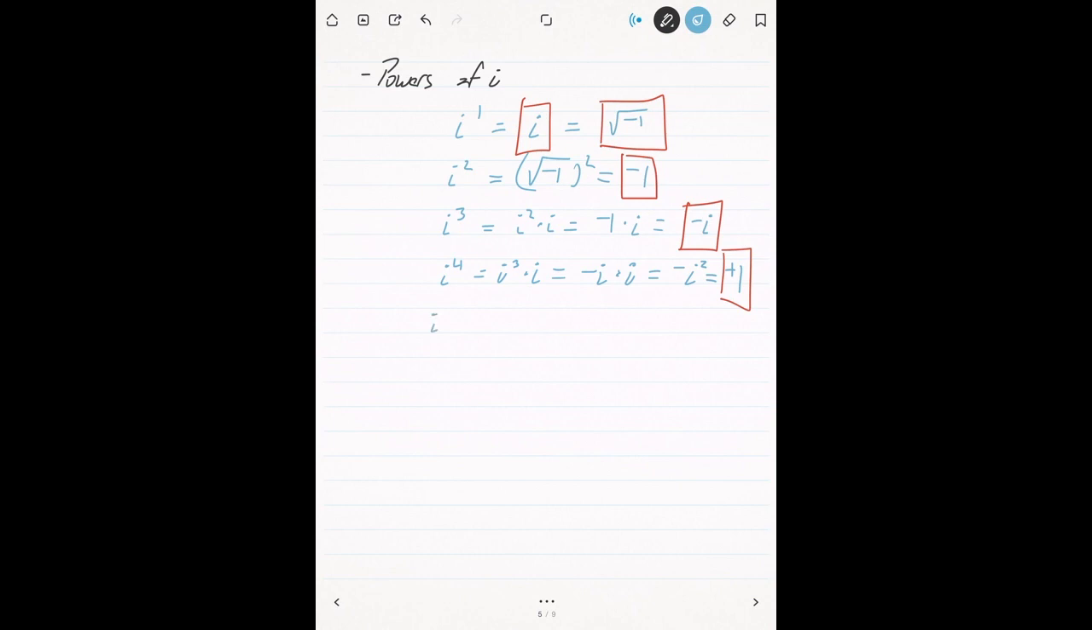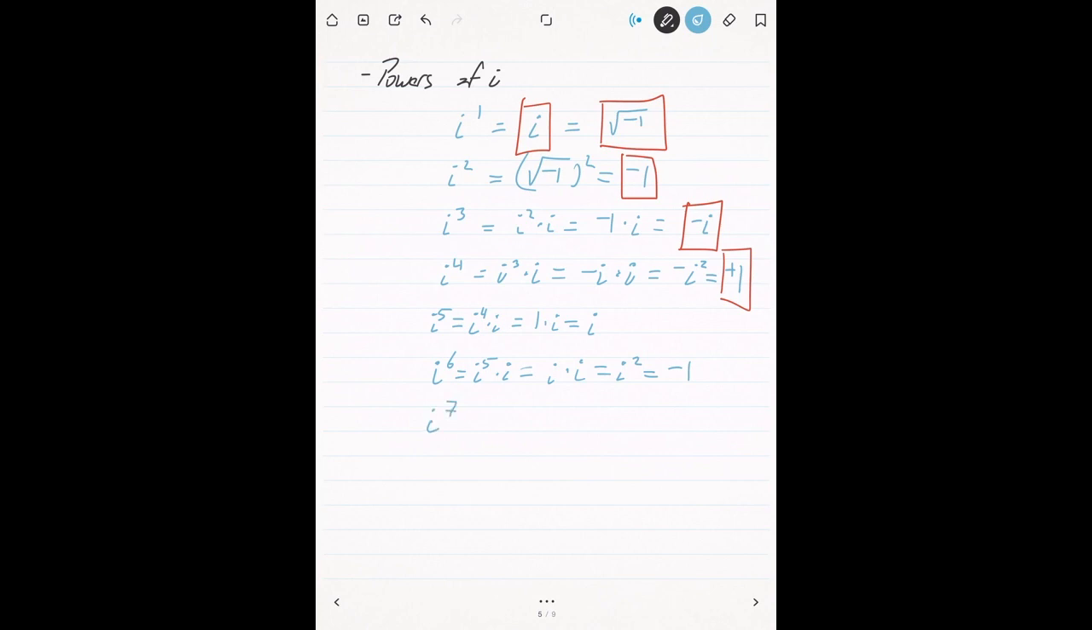Let's take i to the 5th power. Well, that's just i to the 4th times i to the 1st. So what was i to the 4th? That was a 1 times i. Hey, we just get i. i to the 5th power is the same thing as just i to the 1st. Let's increase it to the 6th power now. That's i to the 5th times i. Well, i to the 5th was just i, and if I multiply that by i again, I get i squared, which is negative 1. Looks like there's a pattern forming here.